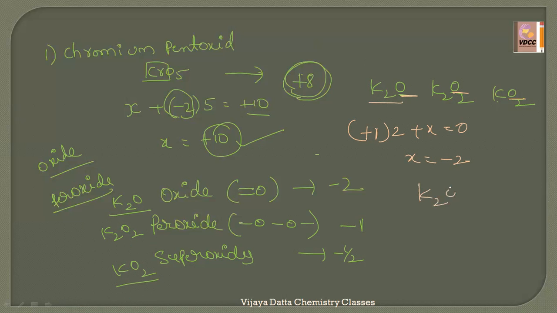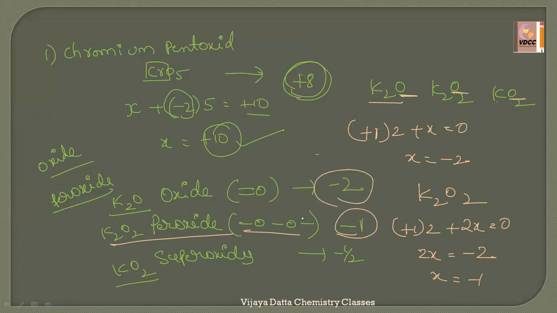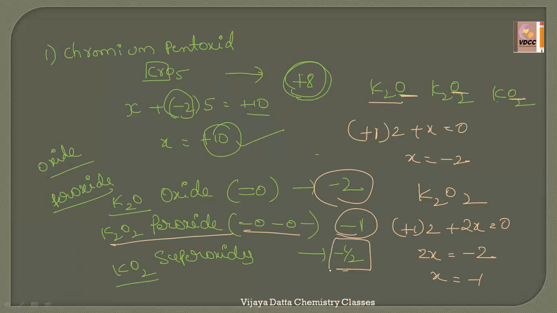Whereas for K2O2: plus 1 into 2 plus 2x equal to 0. Then 2x is equal to minus 2, so x is equal to minus 1. So in the peroxide linkage, oxygen shows minus 1 oxidation state. What about superoxide? Superoxide is KO2. K is plus 1 plus oxygen's 2, each one x, equal to 0. Then 2x equals minus 1, x equals minus 1 by 2. So in superoxides, oxygen shows minus 1 by 2 oxidation state.